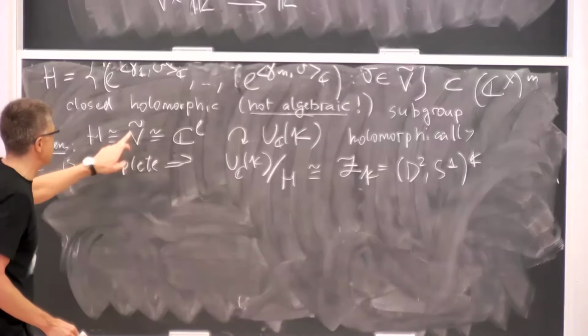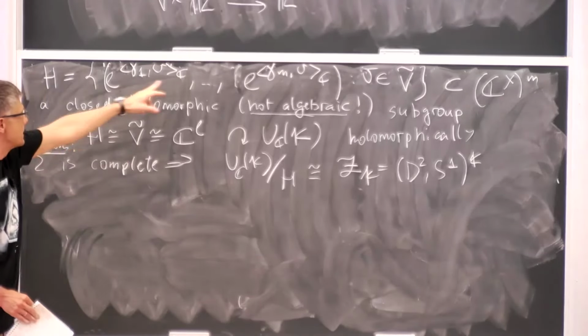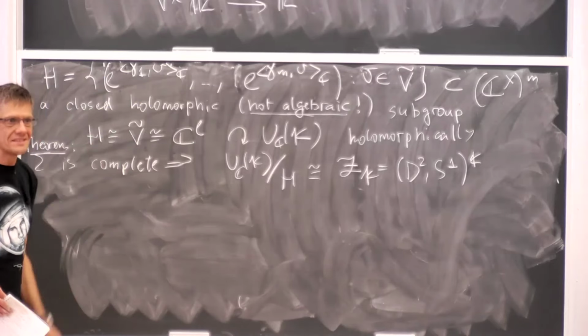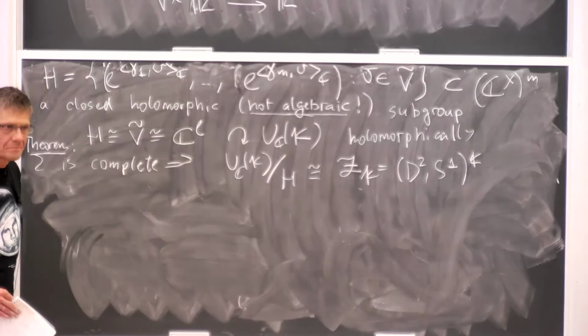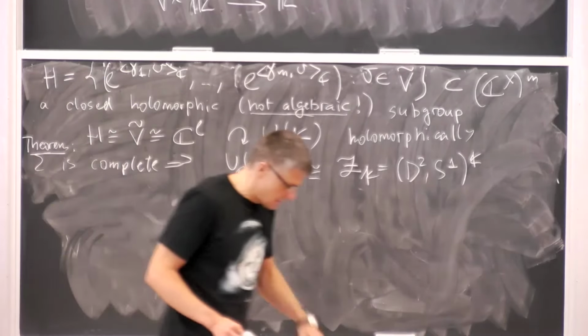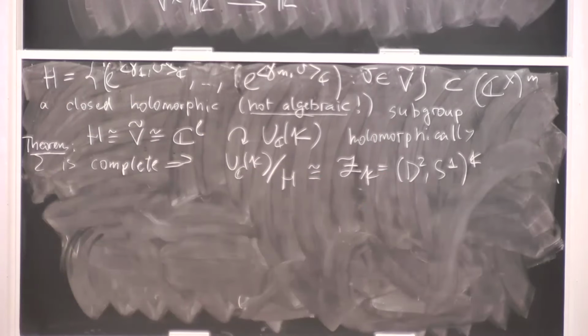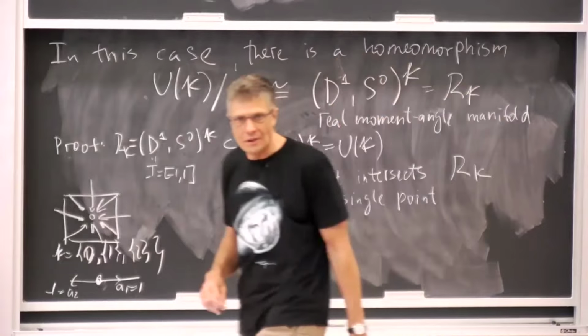You just take V and exponentiate it coordinate-wise, and it embeds. There is no gluing. I'll give an example shortly. Homeomorphic, yes. Each V orbit intersects ZK at a single point.